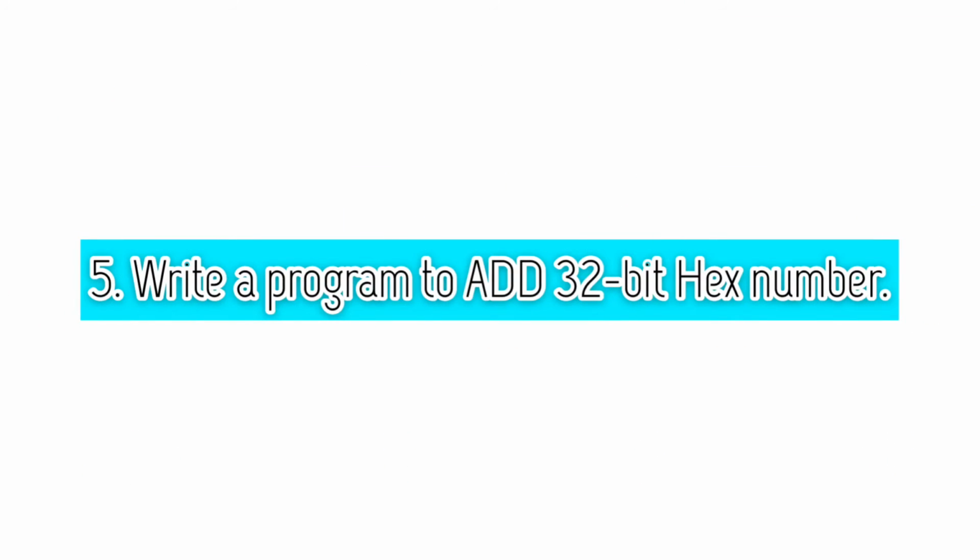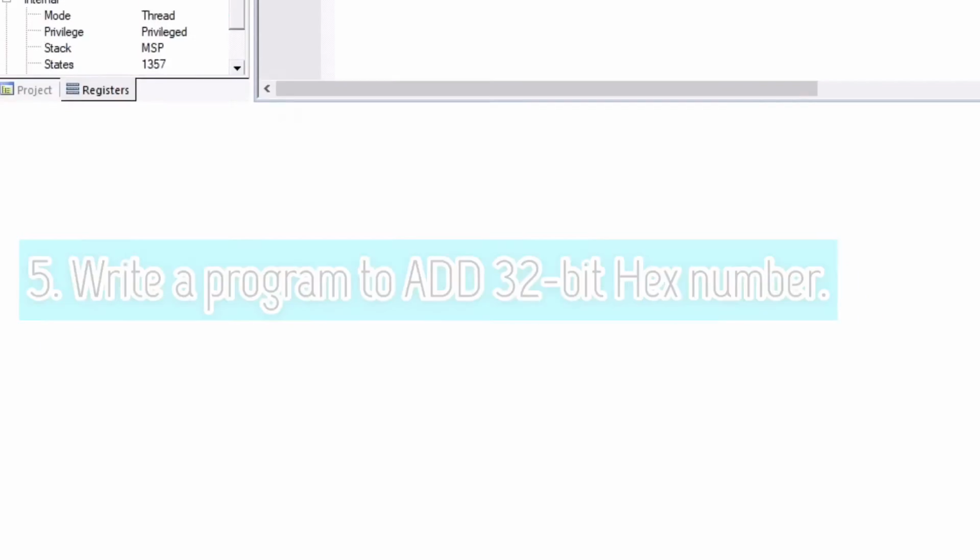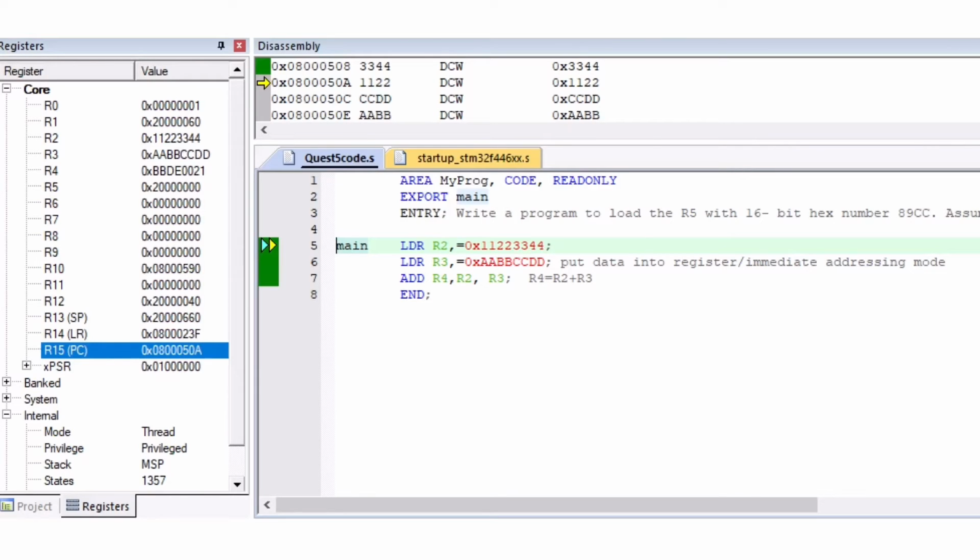Next, students are required to write a program to add 32-bit hex numbers. For the program, registers R2 and R3 are loaded with different 32-bit hex numbers using LDR instructions. Next, the ADD instruction is used to perform the addition between R2 and R3 and load the answer into the next register, R4. As you can see in the register window, the addition answer, BBDE0021, is in the register R4.